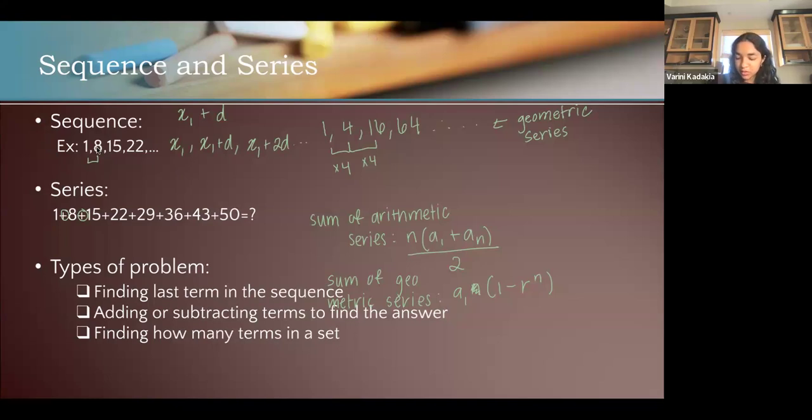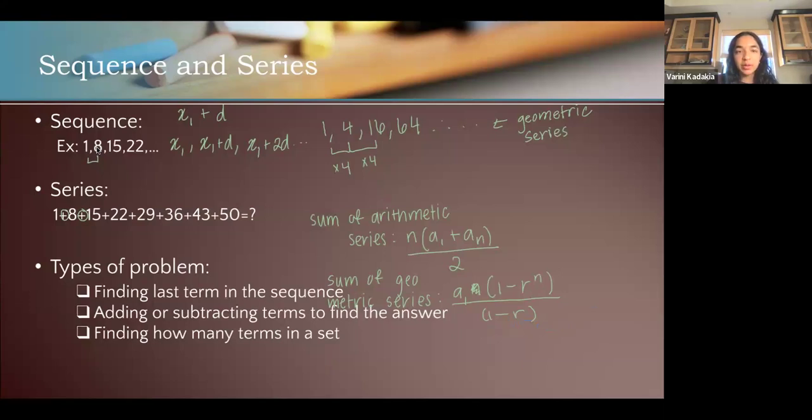Okay, so back to the formula for a geometric series. This would be the first term, which is a1, times 1 minus r to the n, where r is the common ratio, over 1 minus r. So yeah.